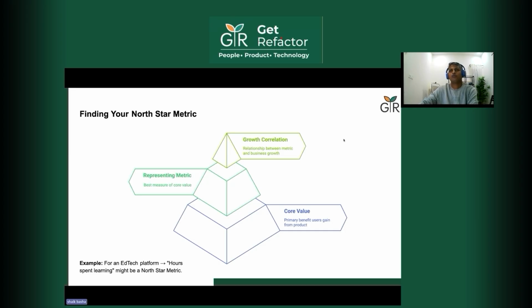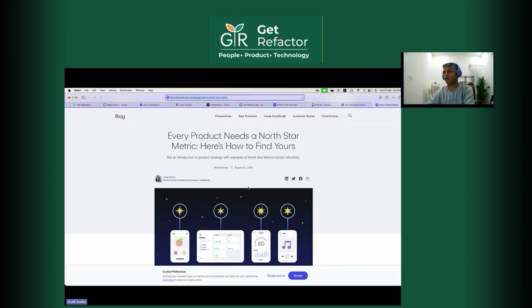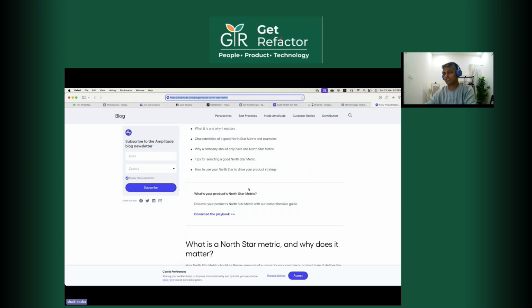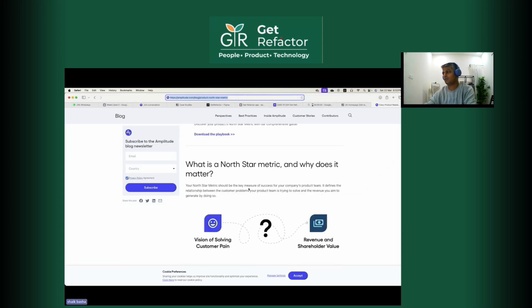Okay, so finding your North Star metric is about having growth correlation, a relationship between the metric and business growth. It's about the core value, which is the primary benefit the user gains, and then the metric that best measures that core value, right? For an edtech platform, hours spent learning would be the North Star metric. This is a wonderful blog from Amplitude. Amplitude is a company which provides an analytics tool.